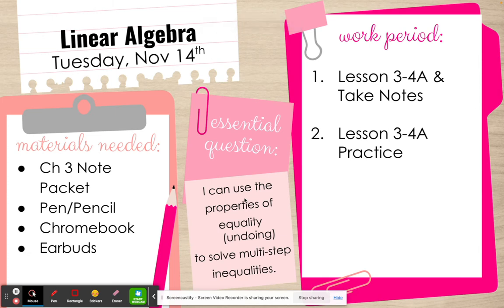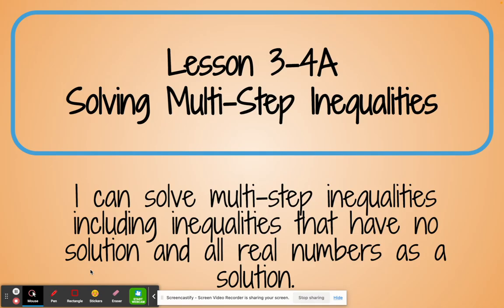Hi everyone, today we're going to be doing lesson 3-4A. Our objective for today is to solve multi-step inequalities, including inequalities that have no solution and all real numbers as a solution.